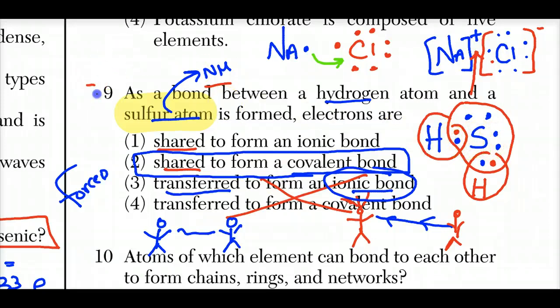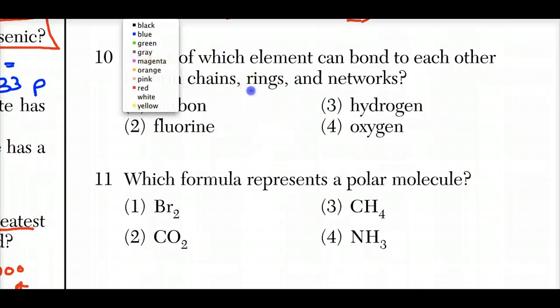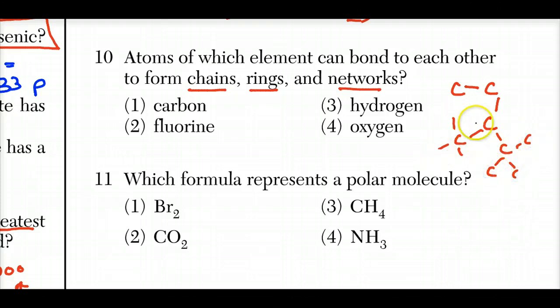Number 9 is 2. Number 10 states atoms of which element can bond to each other to form chains, rings, and networks. Well, a network would be like a network solid that we used to have in this course, and that is what makes diamonds. If you take a tetrahedral diamond and continue that tetrahedral in all directions, you get a network solid. It's a crystal of covalent compounds.